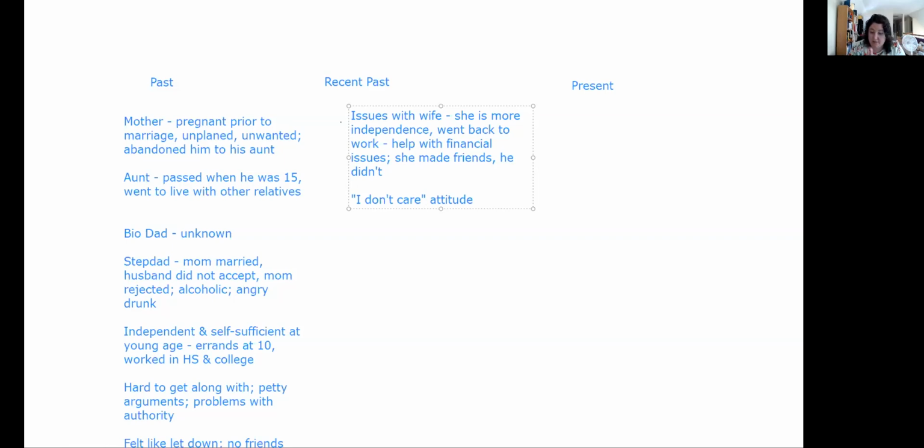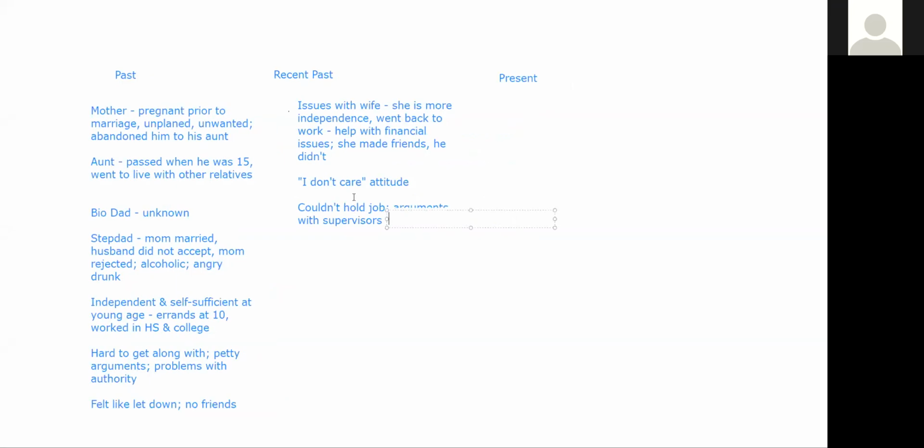Yeah, so he did have a child out of wedlock. He couldn't hold a job for long periods of time. I think that's also really important. He gets in arguments with supervisors. He also had his car accident recently, in the recent past, which caused the whiplash and what he is blaming his paralysis on.